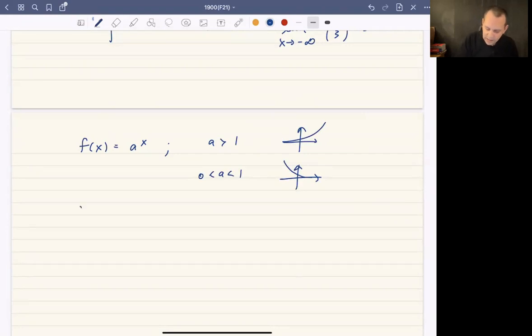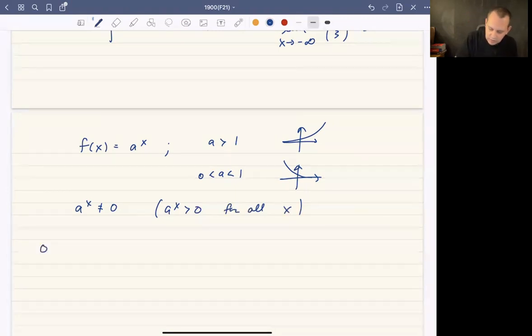Okay. But again, and I can't stress this enough, a to the x is never going to equal 0. It's always true that a to the x is positive, for all x, as long as it's defined. Now, you can't have negative values, and you can't have 0. So it's not defined. 0 to the 0 is slightly tricky. We'll see that 0 to the 0 is not a well-defined limit. You can't have a negative value.